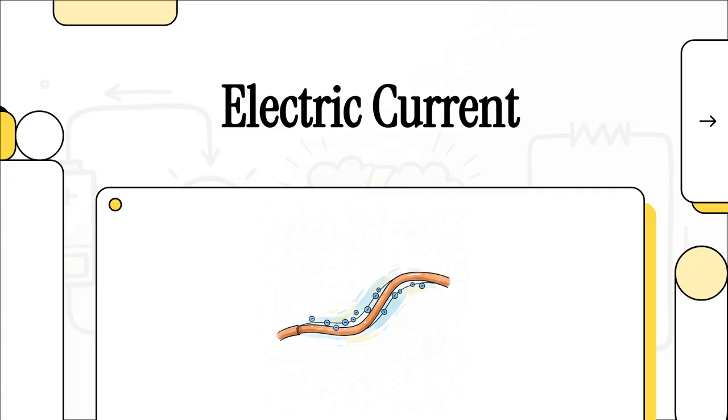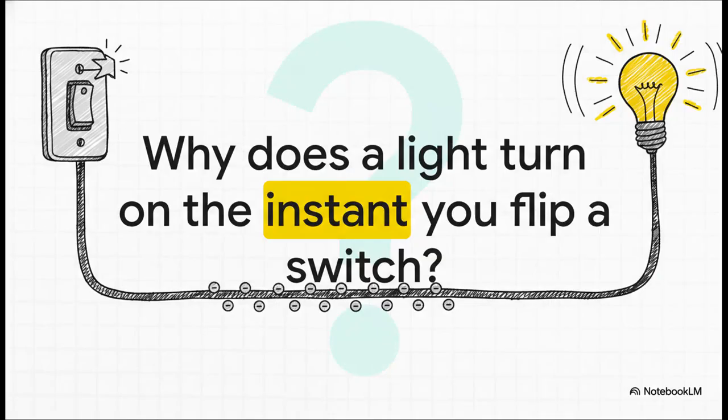Let's get into it. So it all starts with a puzzle, one you've probably never even thought about. You flip a switch on the wall, and a light bulb way across the room turns on, instantly. But how? How is that even possible? To figure out this bit of everyday magic, we need to meet our main character, the electron.